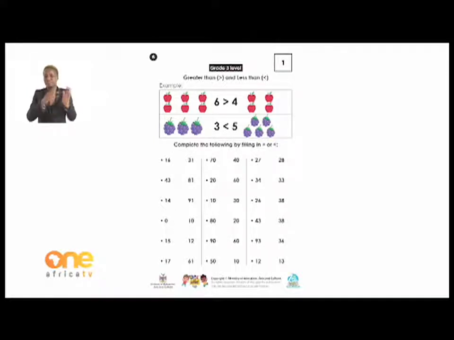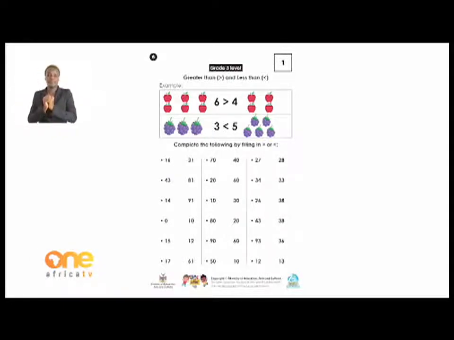Let's quickly do the first activity. 16 and 31. Look at the numbers standing in front at the place for the tens. We can see we have a 1 and we have a 3 on the other hand. Which number do you think is bigger? Yes, 31 is greater than 16. So the mouth of the sign should be opening towards the 31, which means we are eating the bigger number.